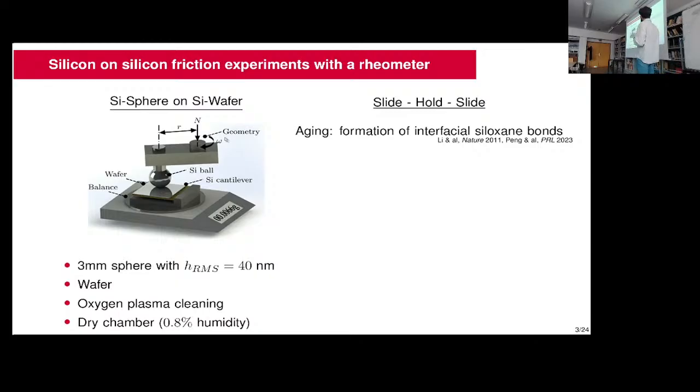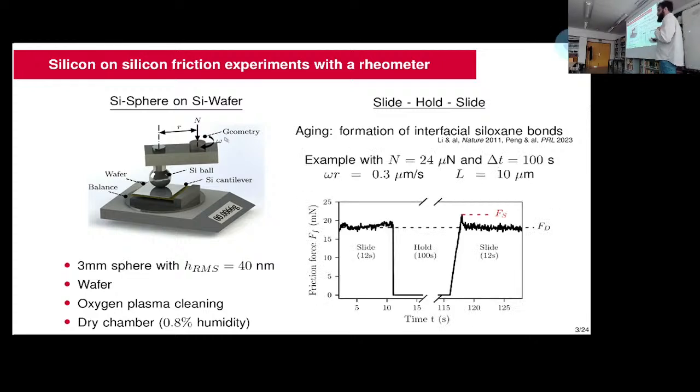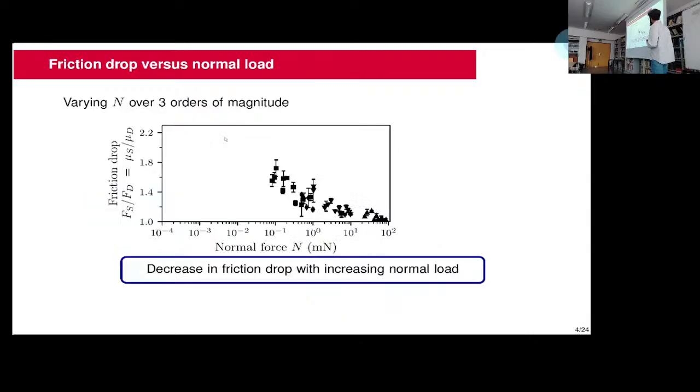So we control precisely the hold time, and we record a friction curve. Like the first slide, you hold for some time, and then you reinitiate the sliding. You have a peak, which corresponds to the static friction, and then it goes to some residual dynamic friction value. And we can do that for many different normal forces, and that's what we did.